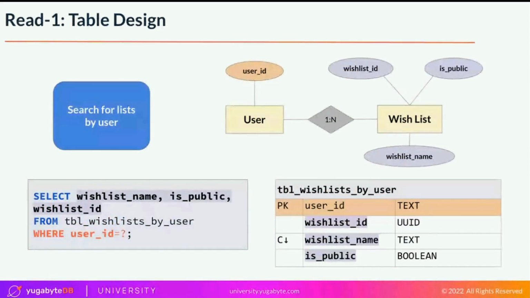In this diagram, a table is created that will satisfy the search for lists by user query. Note that the where clause predicate expression defines the partition key. Other attributes required by the query must also be included in the table so the query can return all the necessary data needed to satisfy that query. Note that the wish list name was selected as a clustering key here. In this case, if the user has multiple wish lists, the wish lists will be returned in ascending alphabetical order, starting with A. Next slide, please.